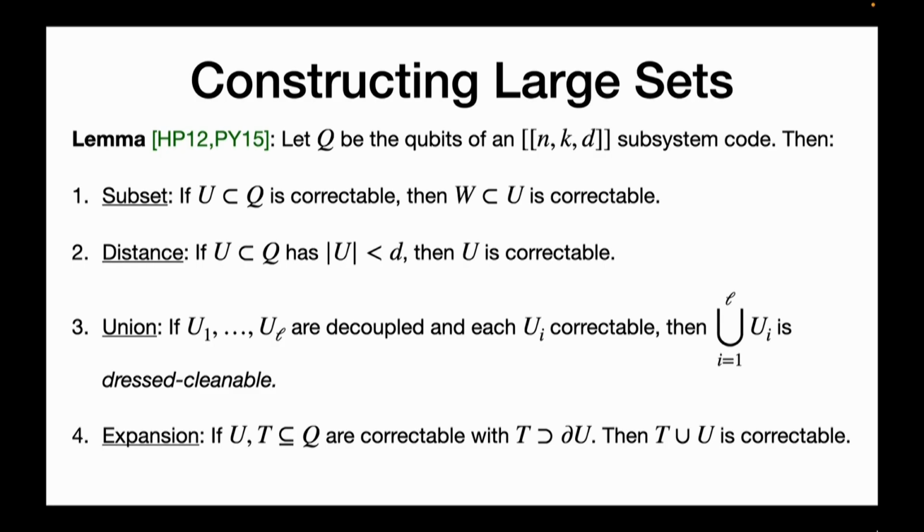And this is a problem for subsystem codes, because the expansion lemma requires that your input be a correctable set, but the union lemma outputs only an addressable cleanable set, which is weaker. So you can't actually use them alternatingly. And I'll explain a little bit more about what I mean in the next slide.